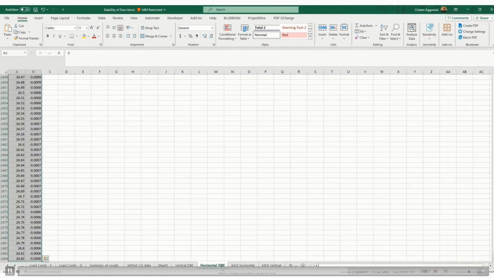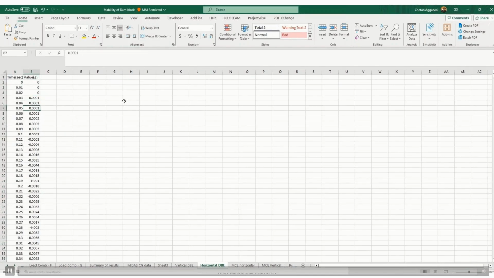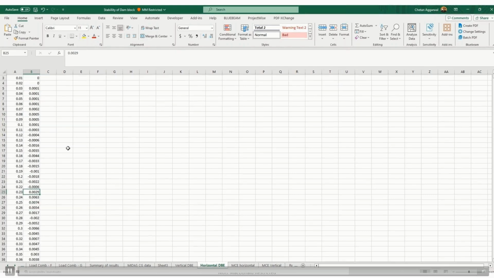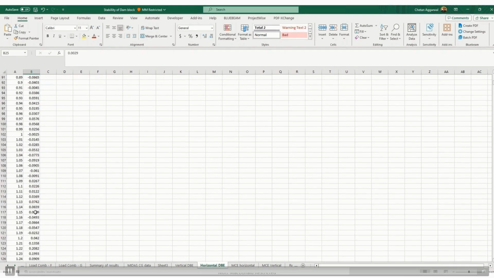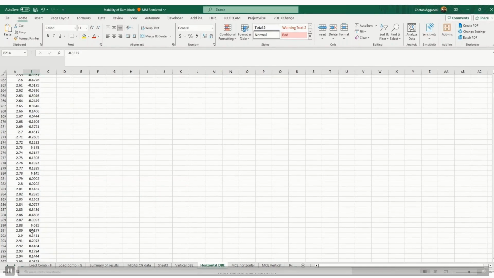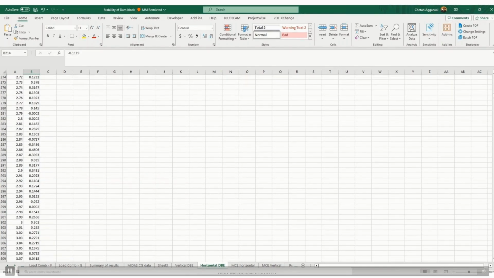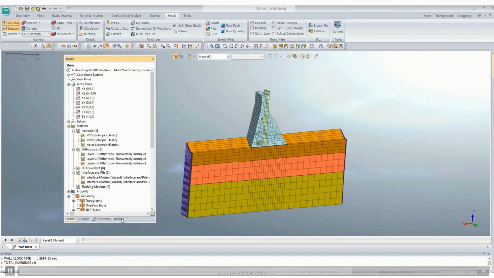Okay, so horizontal dB. See, for the initial few seconds, initial few time steps, it's almost 0. The accelerations are 0. At about 2 seconds, the accelerations are more, it's increasing. Then after that, we'll have more accelerations. So we'll get more response after about 2 seconds. Let's go to the results.